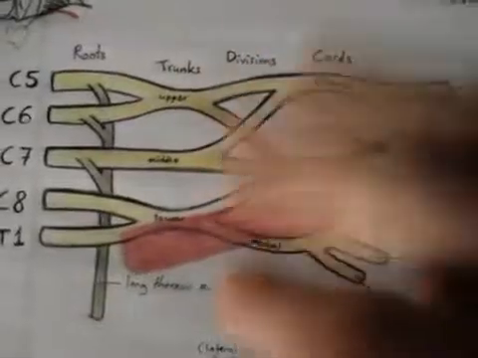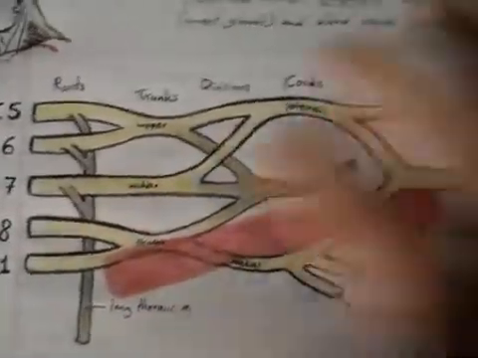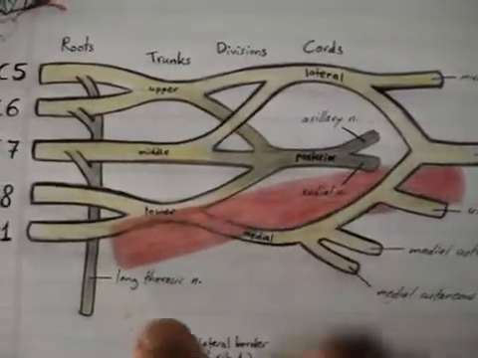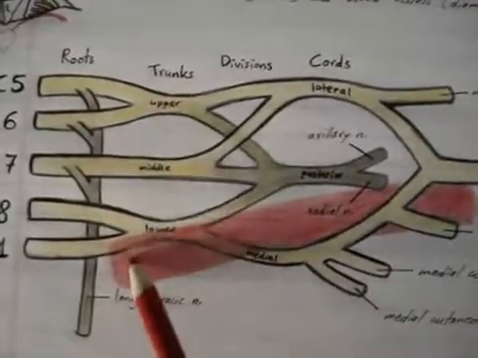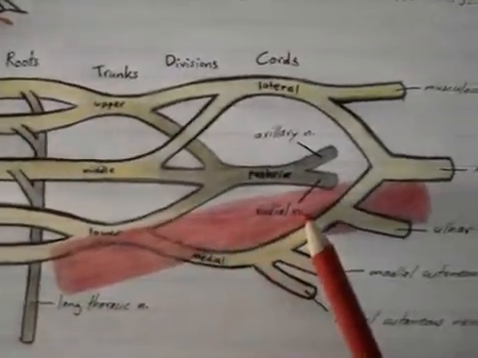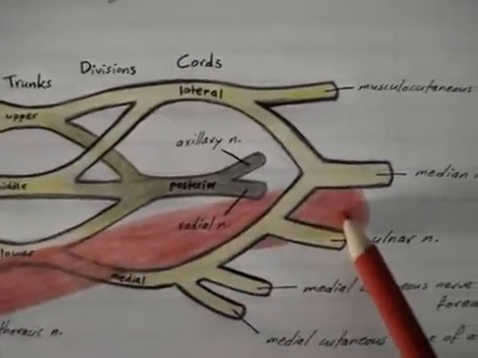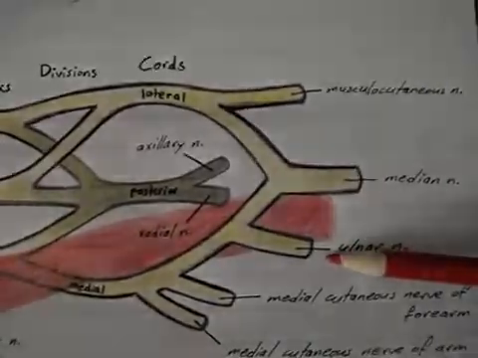Next I want to tell you the spatial relation between the axillary artery and the brachial plexus. So this here is the same brachial plexus. I've just drawn the axillary artery. As you can see, the axillary artery comes over the roots and the trunks and then slides underneath the cords and emerges on the posterior side of the brachial plexus between the median and the ulnar nerves.